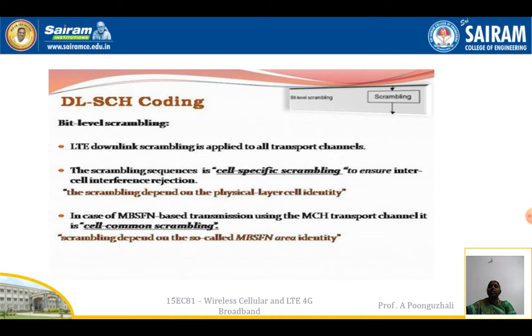So here we use cell common scrambling. This scrambling is going to depend on the so-called multicast broadcast single frequency network area identity.